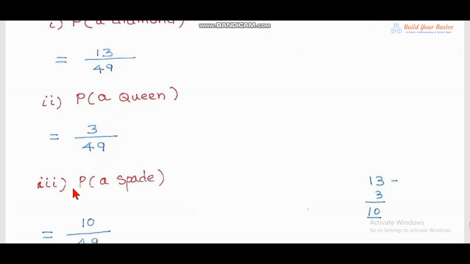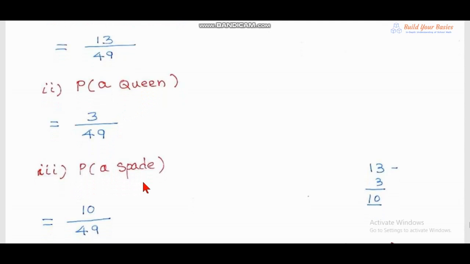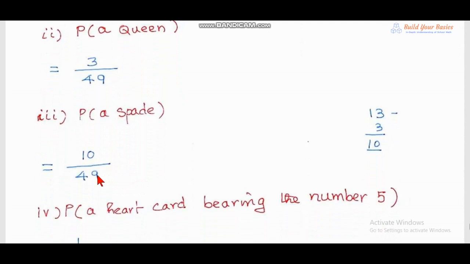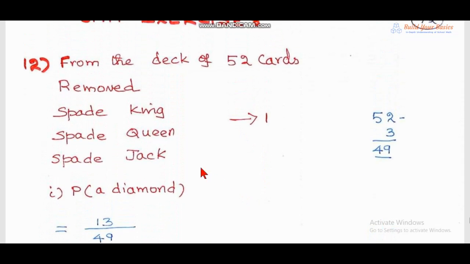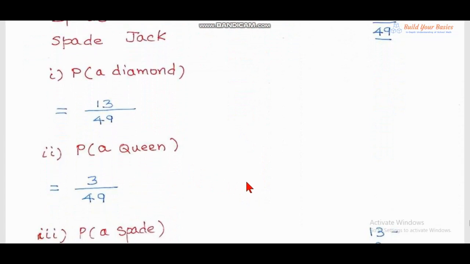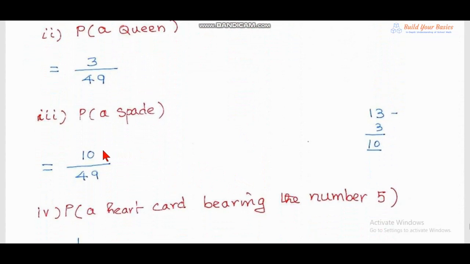Then third subdivision. Probability of drawing a spade card. Now the total cards is 49. How many spade cards? Originally there were 13 spade cards. Now 3 spade cards have been removed, so we are left with only 10 spade cards. Therefore the probability of drawing a spade card is 10 by 49.